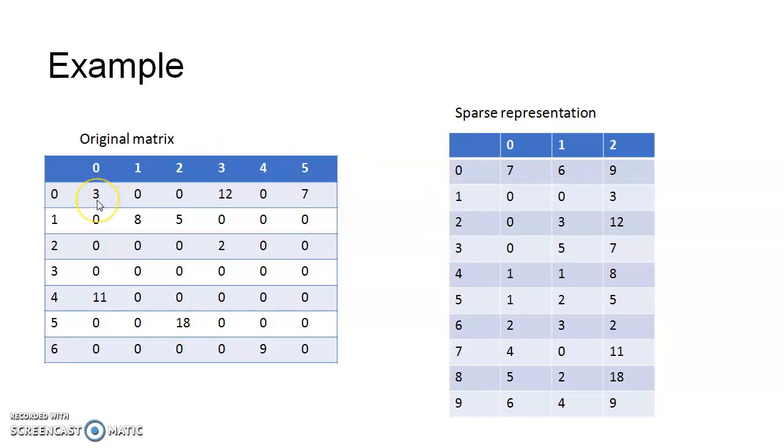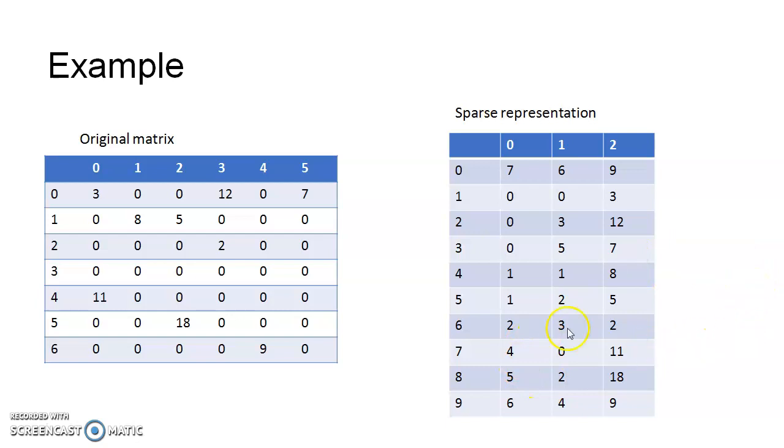So you will observe this non-zero term 3, which is at the location 0th row 0th column, will be stored as 0th row 0th column and the element 3. Then in the 0th row 3rd column you have element 12, and in the 0th row 5th column you have an element 7. So in this way the triplet representation of sparse matrix is generated. As it stores only the non-zero terms, it is space efficient as well as helpful for performing operations.